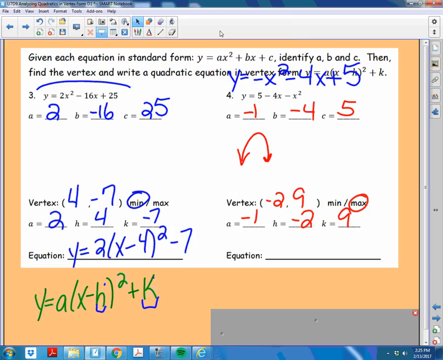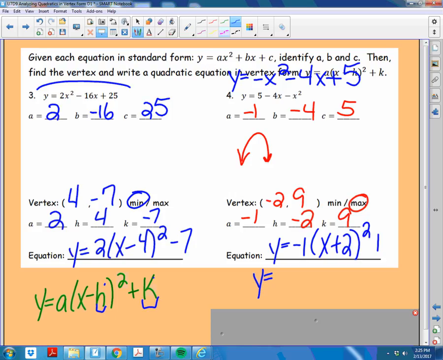Now here's where you have to think before you write it. The formula says y equals A, which is -1, times (x minus h). It would be x minus -2, which is x plus 2, squared, plus 9. You just have to pause and slow down and think. Any questions on that?